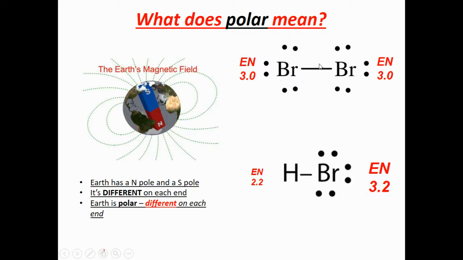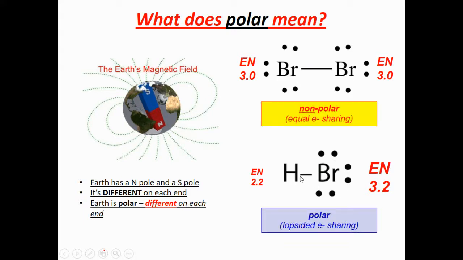You could also just look at the electrons. This Br2 molecule has extra electrons on either end. It's the same on either end. The HBr molecule has extra electrons on one end, but not on the other end. So we would say that the Br2 is nonpolar. There is equal electron distribution, equal electron sharing. HBr is polar. It is lopsided. It has unequal electron sharing. And in fact, there are a lot more electrons over here on one end. So it's polar. Polar means lopsided.